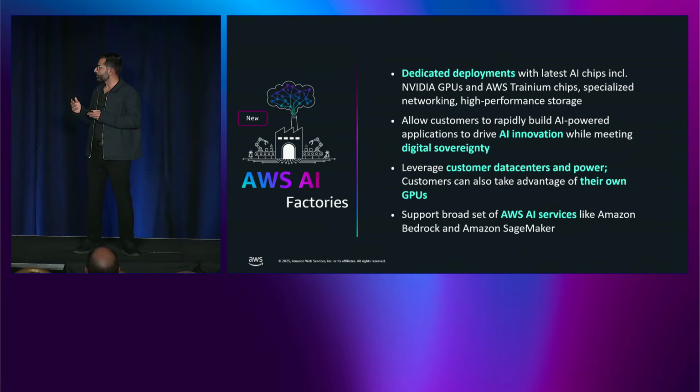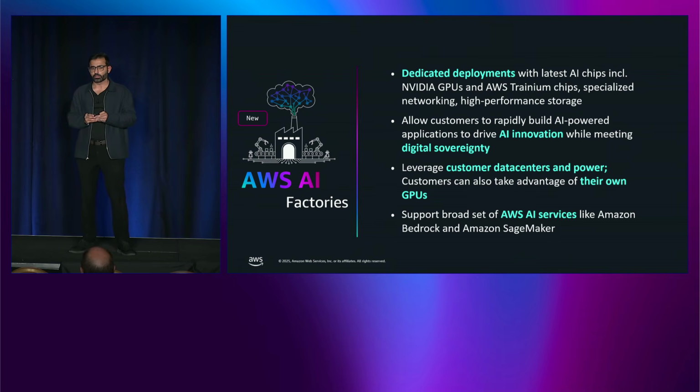Another key part about these AWS AI Factories is the access to the AI services like Bedrock and SageMaker. So with these services in AWS AI Factories, customers can gain access to the foundation models without the need to negotiate contracts with different model providers here. At the same time, these AWS AI Factories are connected back to the region, which means that customers get the same security, the same privacy, and the same tooling that they're used to on AWS Cloud.